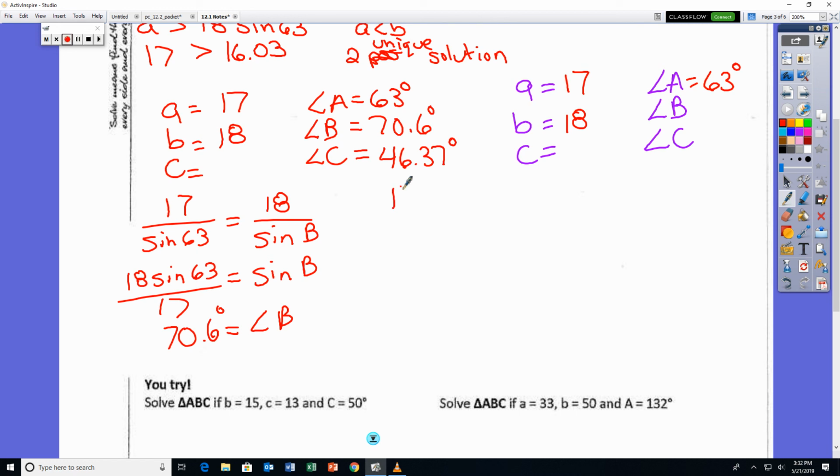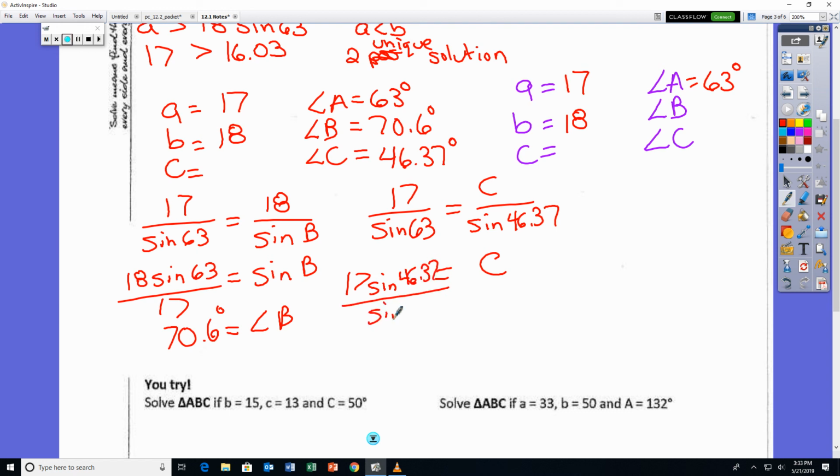And then use the same law of sines again. 17 over sine of 63 equals c over sine of 46.37 to find our third side. So c would be 17 sine of 46.37 over sine of 63, which would bring our third side out to be 13.8.